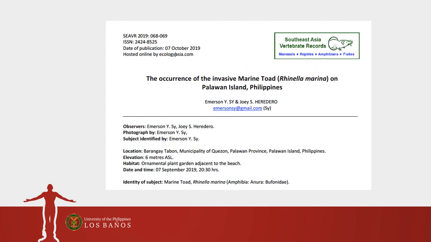In the Philippines, Rhinella marina is found throughout the Philippines except for Palawan. Remember, we have our endemic toad Ingerophrynus philippinicus, or the Philippine toad, there. Unfortunately, the invasive marine toad is now present in Palawan as reported by Sy and Heredero in 2019, thanks to its introduction to the island.